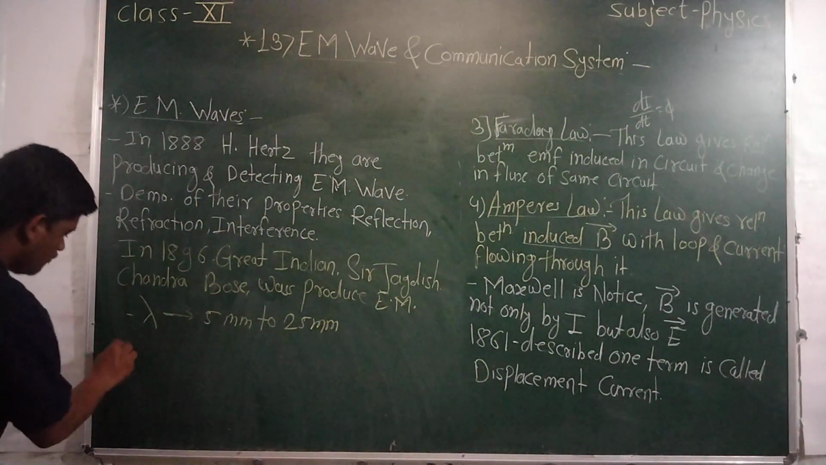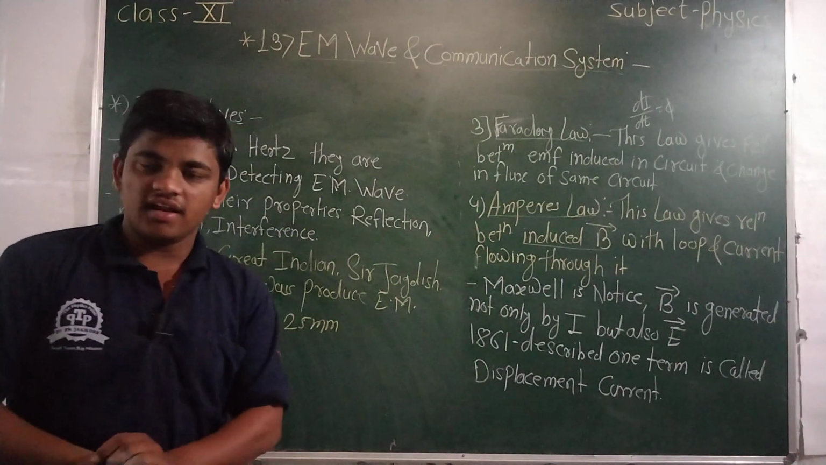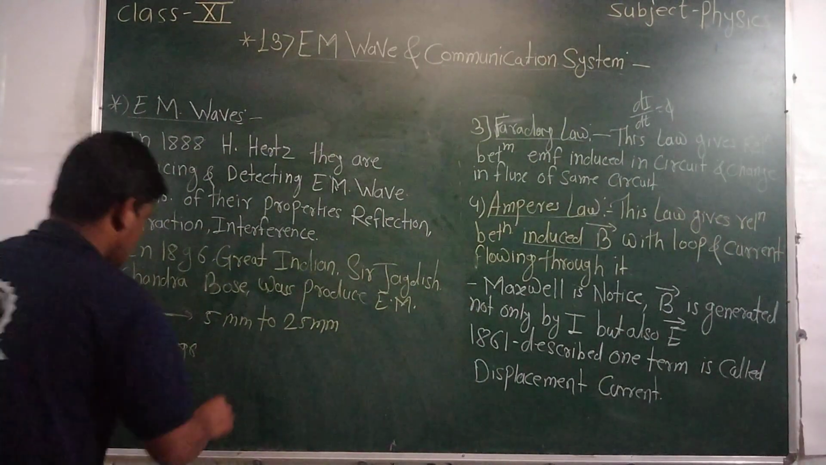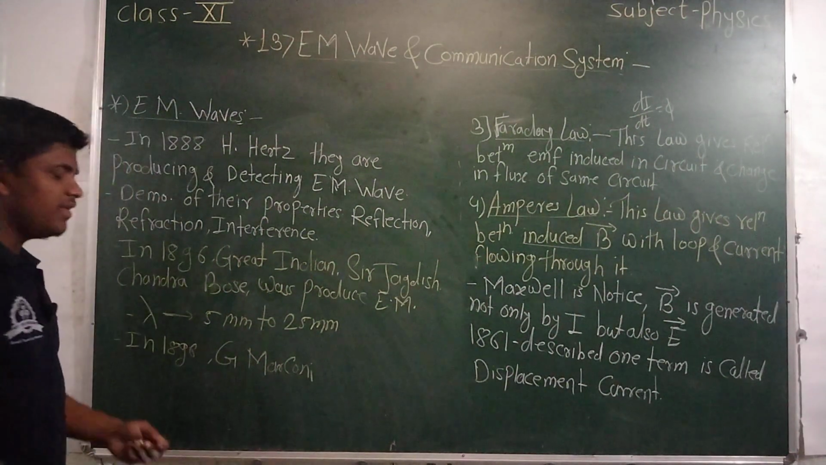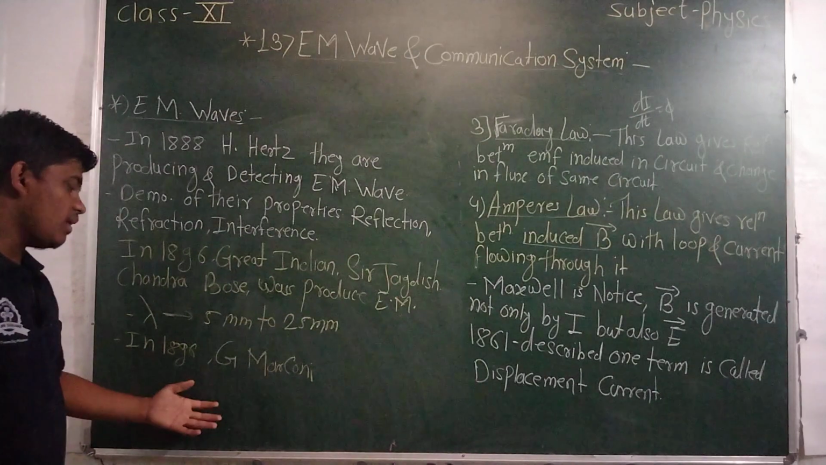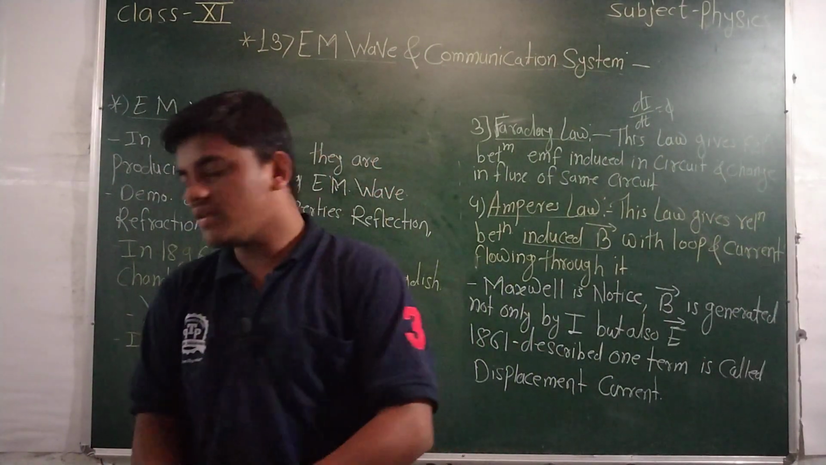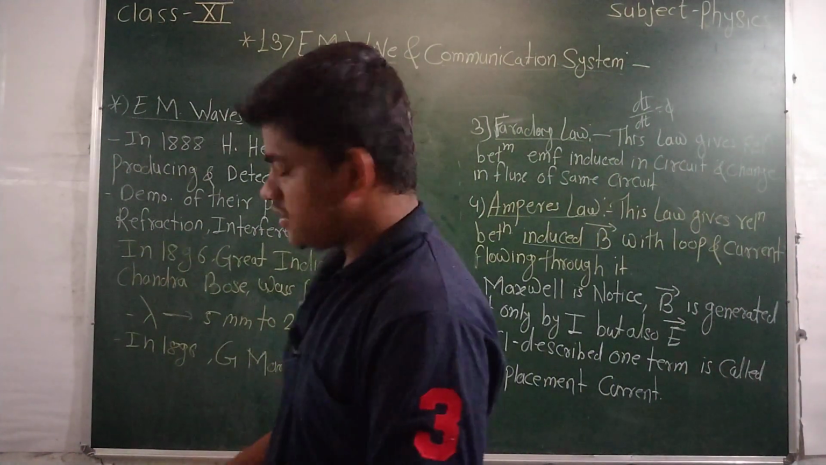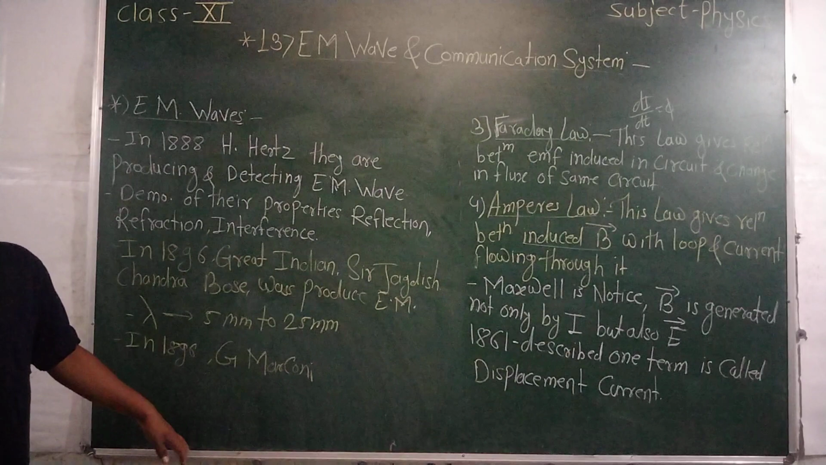Then another scientist, in the same year 1896, the Italian physicist G. Marconi, did important work and received the Nobel Prize in physics for it. He established wireless communications. Wireless communications were established by the Italian physicist G. Marconi, and he was given the Nobel Prize for this work.